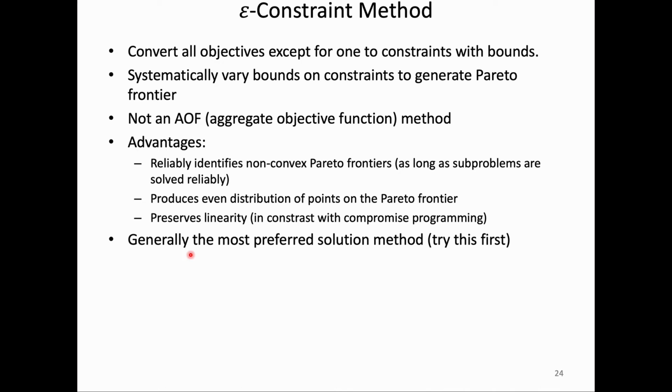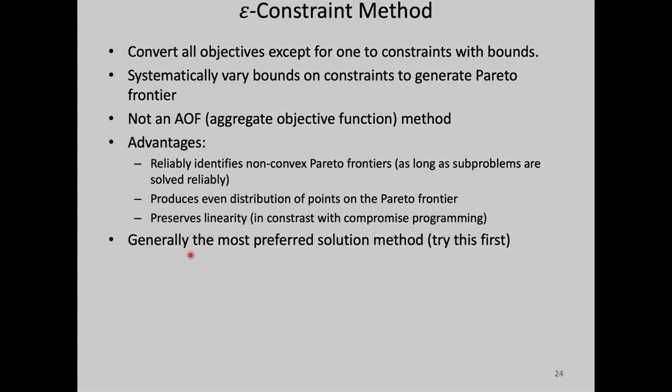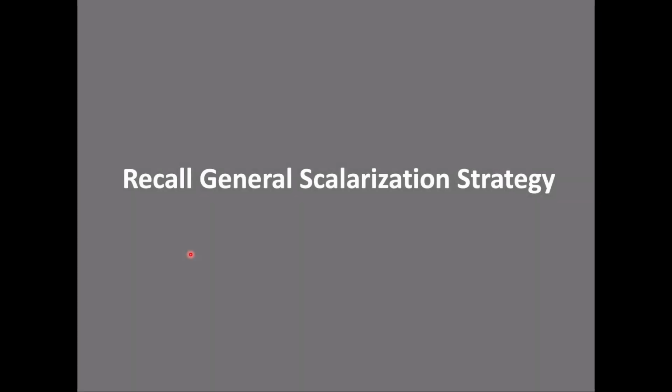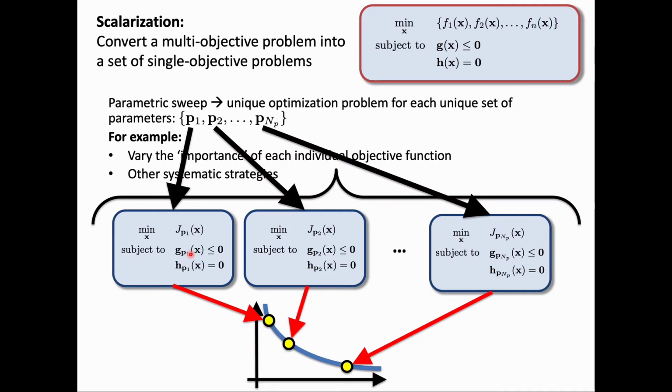If it's not specified to use something else, use the epsilon constraint method. It's just the most reliable of the methods that we are covering in class. Now, just a quick reminder of what the general scalarization strategy is. We're starting off with a multi-objective problem. And with any scalarization method, we are converting a multi-objective problem into a set of single objective problems.